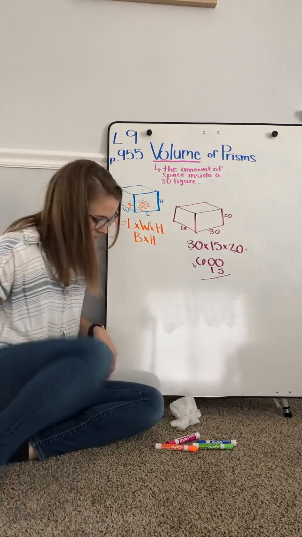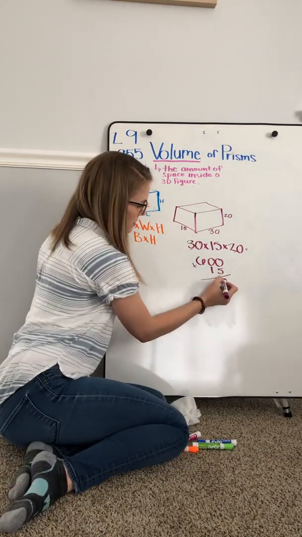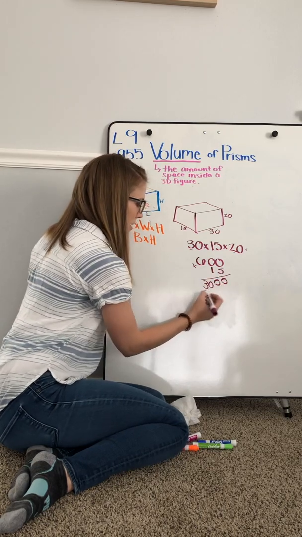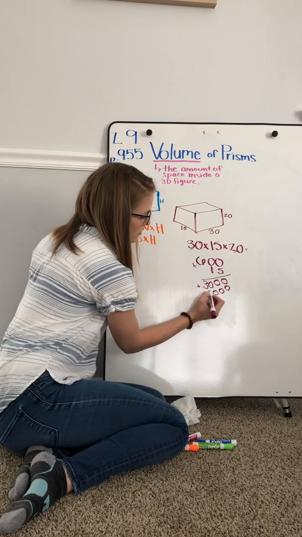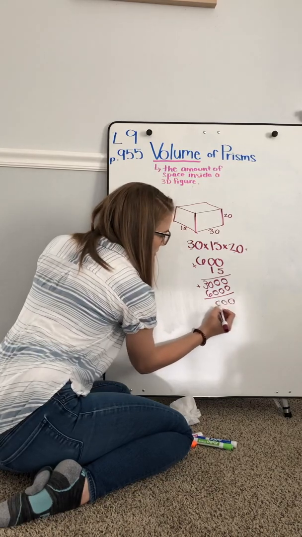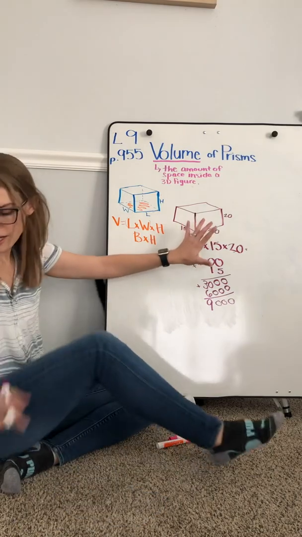Okay, so moving on. 5 times 0 is 0, 5 times 0 is 0, 5 times 6 is 30. 1 times 0 is 0, 1 times 0 is 0, 1 times 6 is 6. Add those together, and we get 9,000.